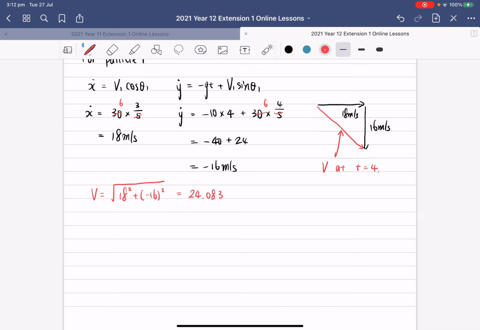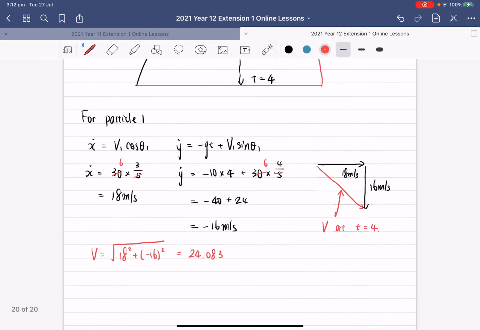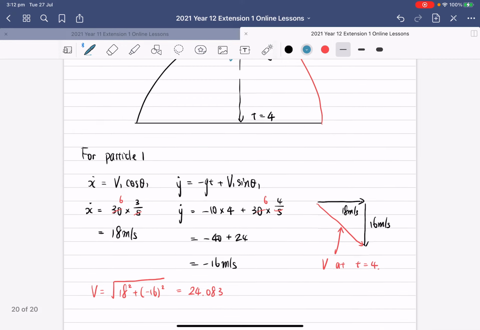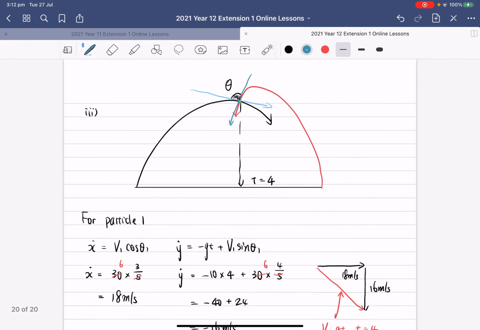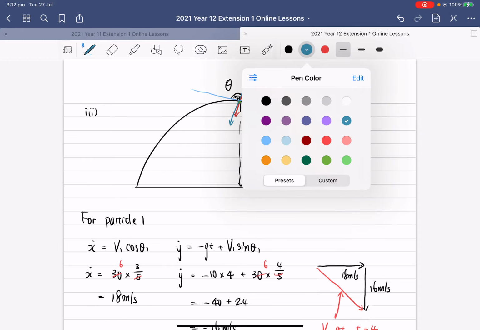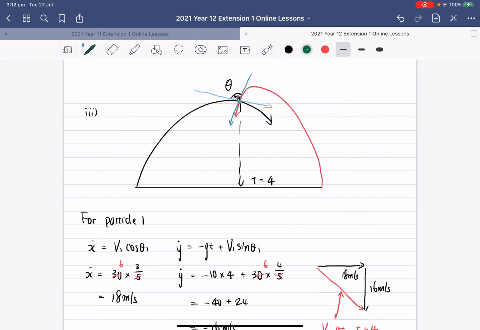But then, do we really need to find the velocity? I'm just thinking about this. If we just want to find the angle, we probably don't even need to find the velocity. We just need to find the angle, because at the end, we're finding the angle in between, right? So if you think about that, I can just draw a line going this way, and this is the diagonal we're looking at right now.